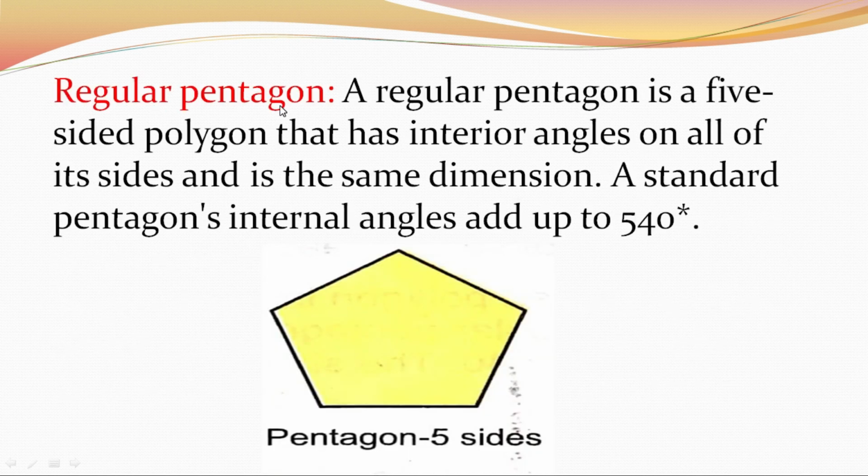A regular pentagon. A regular pentagon is a five-sided polygon that has equal interior angles on all of its sides and is the same dimension. A standard pentagon's internal angles add up to 540 degrees. This is the shape of a pentagon.